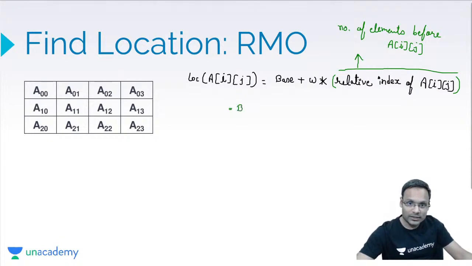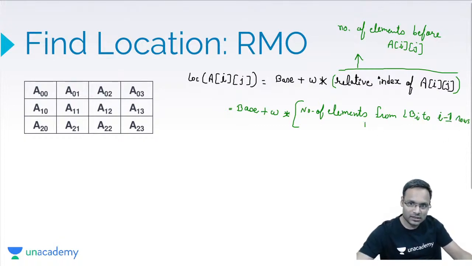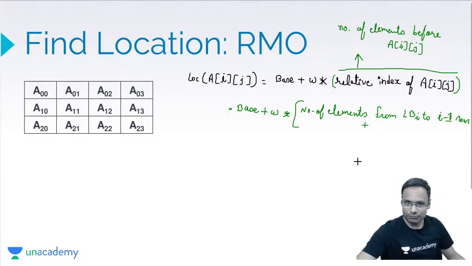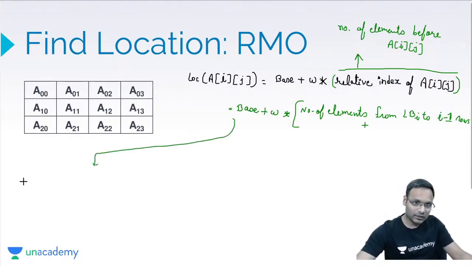So what exactly am I going to write as the formula till now? What I understood is this: base plus w into the number of elements from the lower bound of i to i minus 1 rows. Complete rows? Yes. Plus some elements. I don't know how many some elements. Fine. And this much I am writing for the formula here further. Otherwise मैं अपने सिर पे लिख दूंगा.